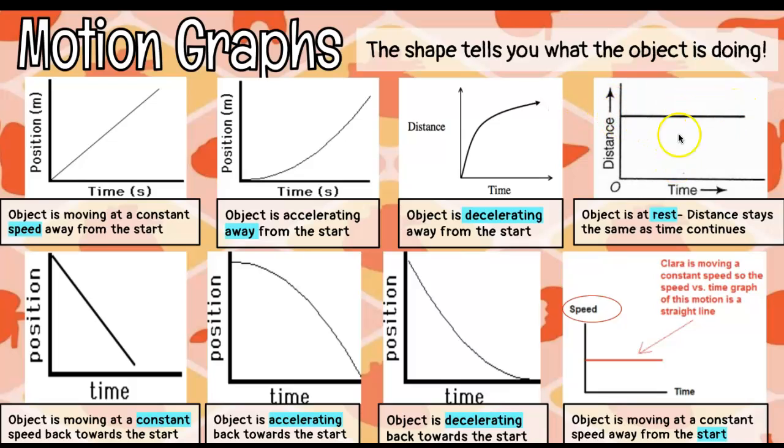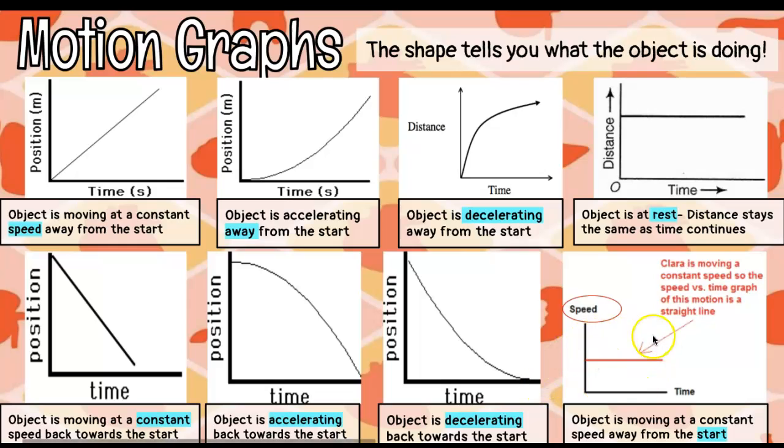Here's our horizontal line, which means as time goes on, the object is at the same distance and not moving. This one shows us a diagonal line, which means constant speed, but this time we're going back to where we came from. This one we see a curve. It's accelerating back to the start. And then this one is decelerating back to the start, or slowing down to get back to the start.